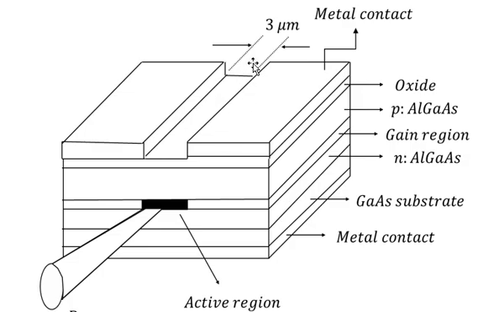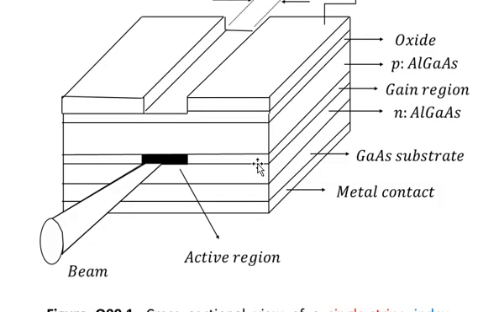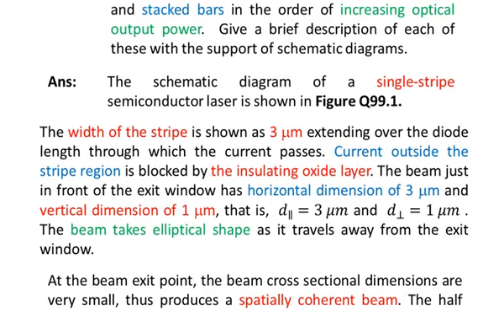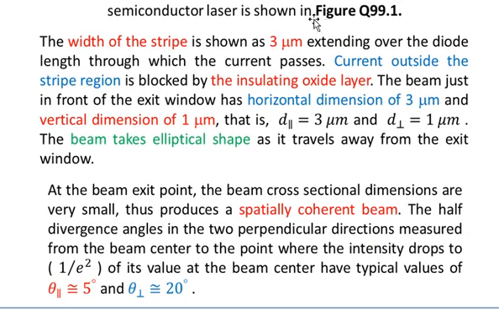The horizontal dimension of this is 3 micron. So this black region, which is an indication of the active medium and through which the beam is coming out, has a dimension of 3 micron horizontally and 1 micron in the vertical direction. So let's read the relevant description. The width of the strip is shown as 3 micrometer extending over the diode length through which the current passes.